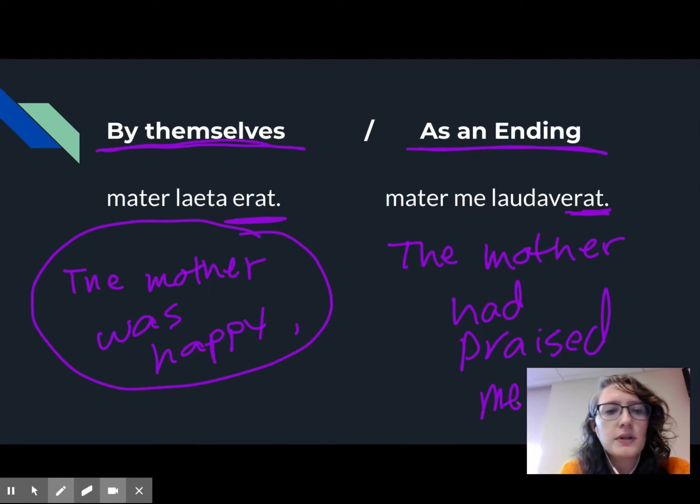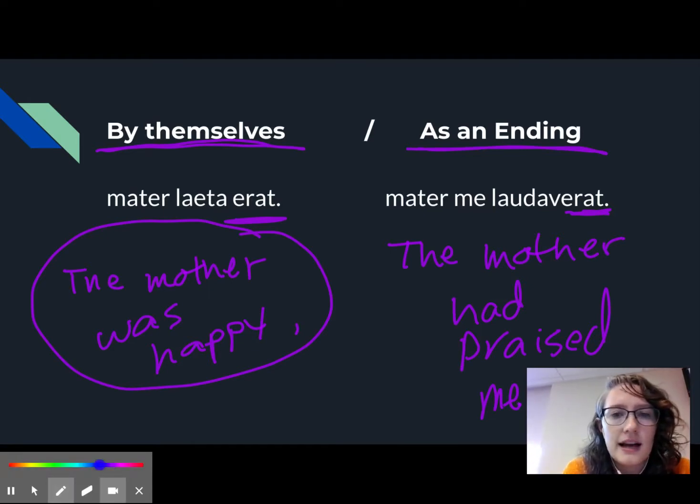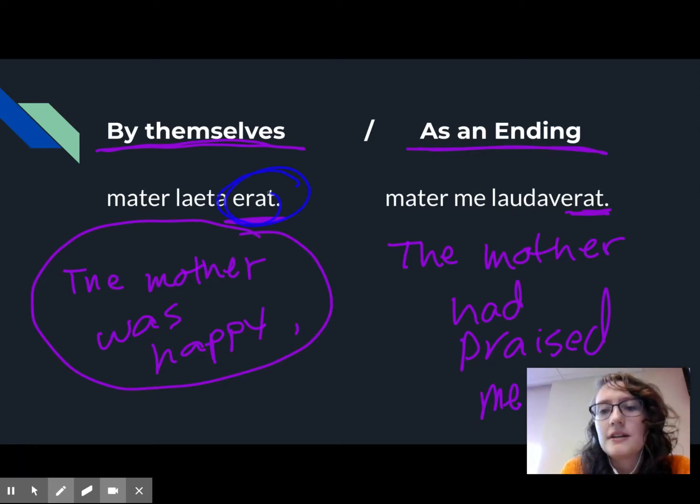So there's a difference between whether you see it right here as a standalone word or a part of an ending. Because as a standalone word, you're going to still use was or were. But when you use it as a part of a verb, that's when you'll use this magical word had.